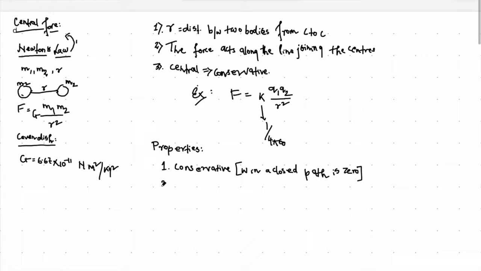The second property of central force is about the angular momentum. If you remember, angular momentum is related to the rotational motion of a body. Linear momentum is mass into velocity, and the angular momentum would be moment of inertia into the angular velocity. We usually denote angular momentum by L, and it's a vector quantity, and this can be written as m r cross v.